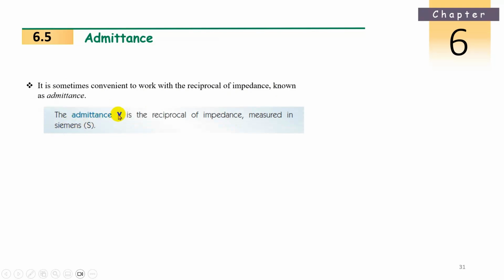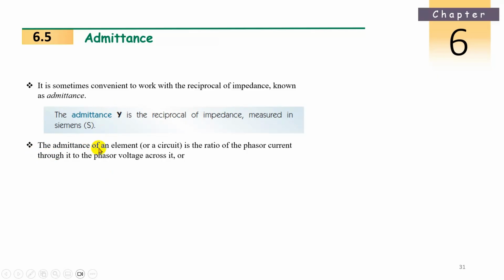The admittance is denoted with capital Y, impedance is denoted with capital Z. The admittance Y is the reciprocal of impedance, measured in Siemens, and the admittance of an element or a circuit is the ratio of the phasor current through it to the phasor voltage across it. Previously the impedance was the ratio of the phasor voltage to the current, but admittance is the phasor current to the voltage. So Y is equal to 1 by Z, that is I by V.